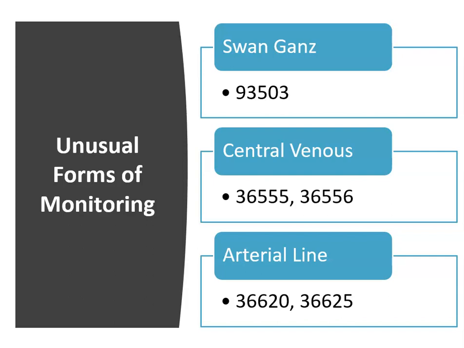they're billable. Now, when they do perform unusual forms of monitoring, and they're reporting these separate codes, they're going to add a modifier 59 for each code that they're going to assign. And this is basically letting the insurance company know, hey, these services are separate and distinct.